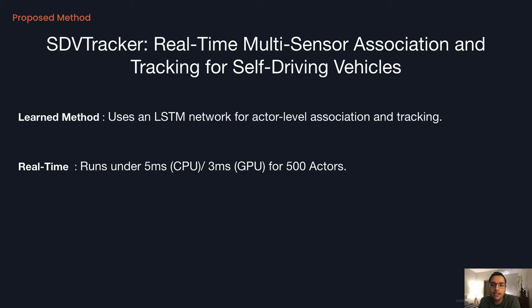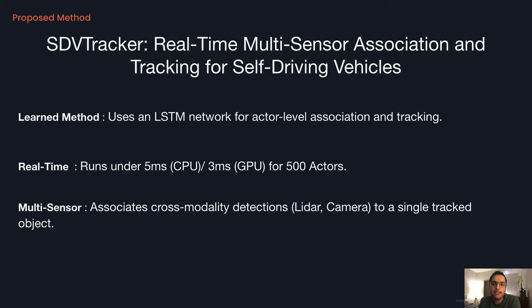Unlike previous methods that employ expensive feature extraction and deeper networks, we show that a single LSTM cell with the right feature set can beat classical techniques for tracking. It is multi-sensor, taking in both LiDAR and camera detections to associate to tracked objects. Compared to classical methods, our method scales better when trying to incorporate multiple sensors.